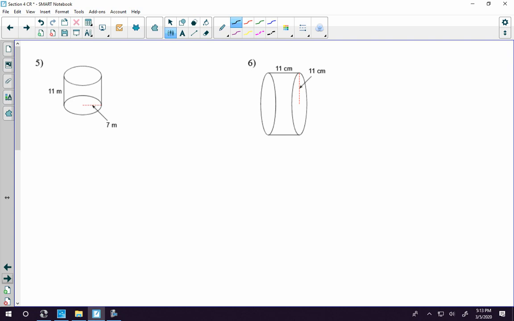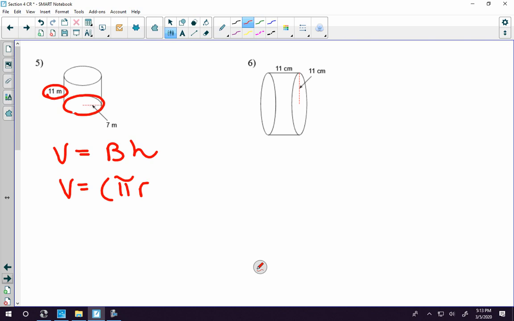Moving on to cylinders now. So for cylinders, we're stacking circles, because the base of a cylinder is a circle. How high are we stacking these circles in number 5? We're stacking them 11 meters high. So our volume is going to be stacking circles, the area of a circle. How high are we stacking them?